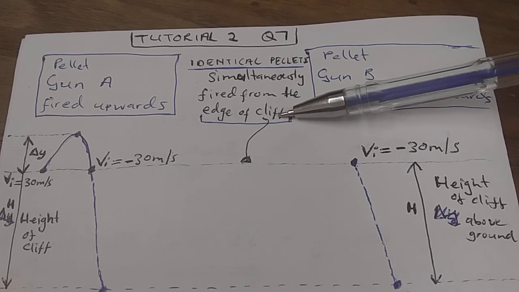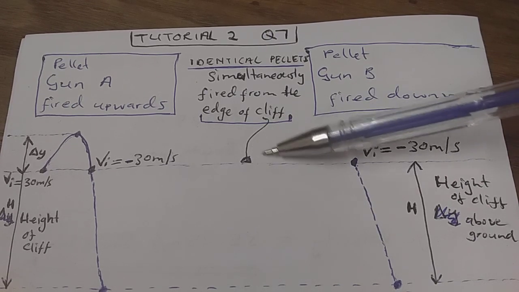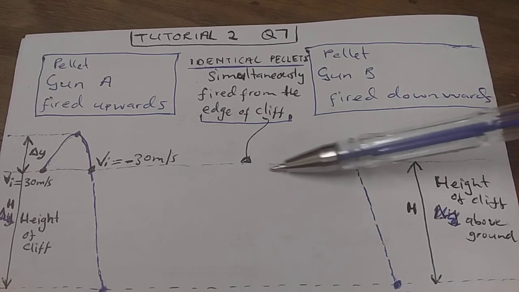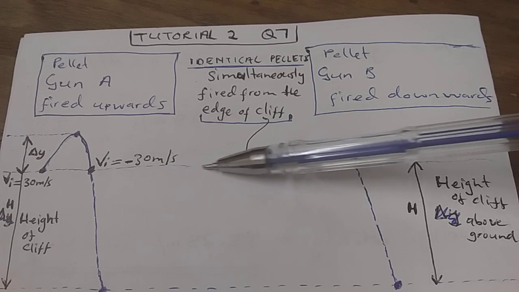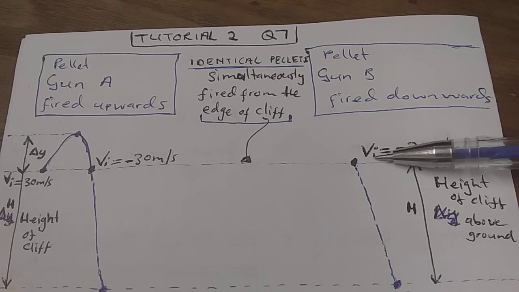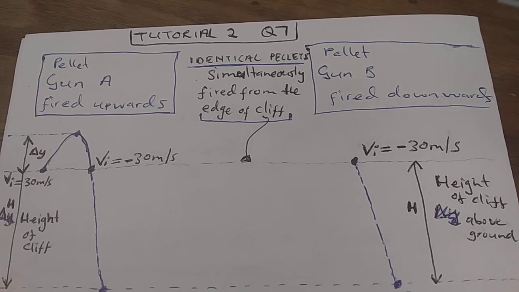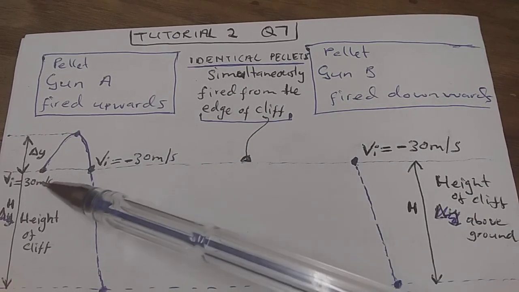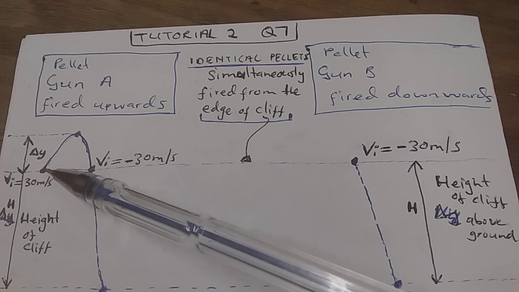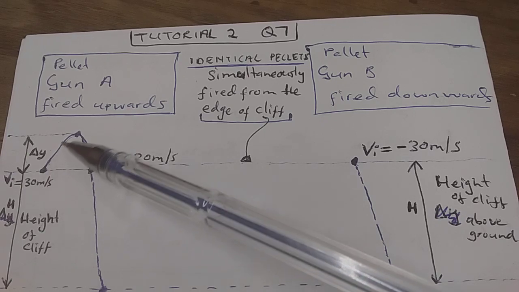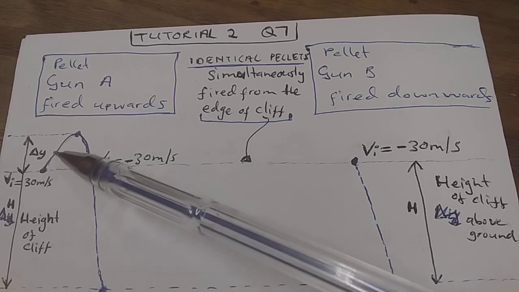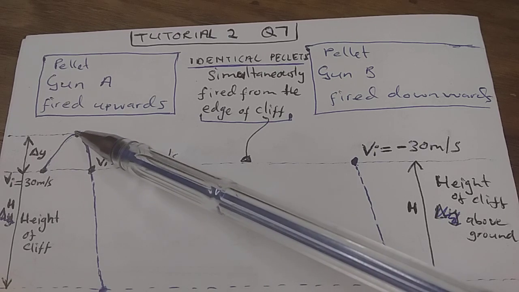edge of the cliff. So I just assumed by this line, which is a dashed line, that is my cliff. Okay, so initially, the velocity for pellet gun A was fired at an initial velocity of 30 meters per second upwards.